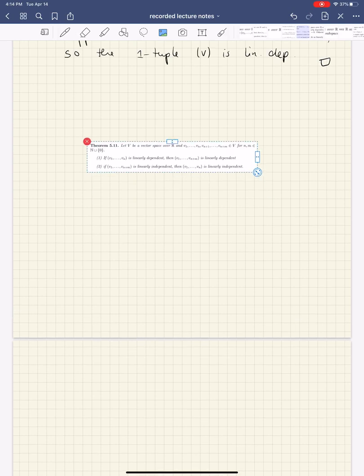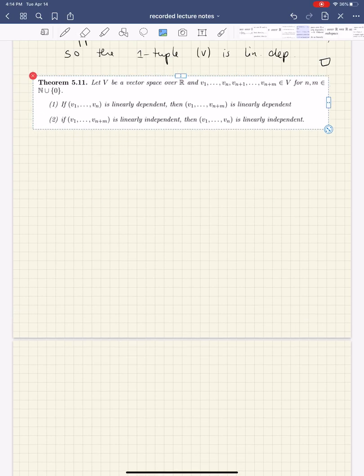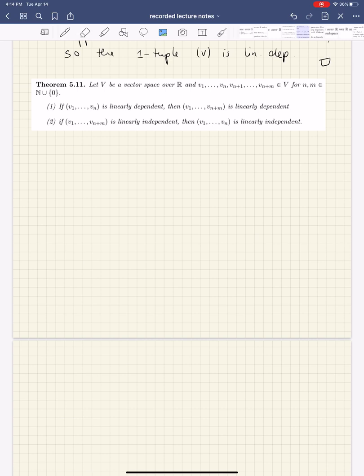So let's go to the next result we want to prove. Theorem 5.11. Again, it's about linear dependence and independence. We have a vector space V here, and we're going to take n plus m many vectors out of that vector space for some natural numbers n and m, where potentially n or m could be 0. The first part says that if you have a tuple that is linearly dependent, and I make this tuple longer, it will still be dependent.